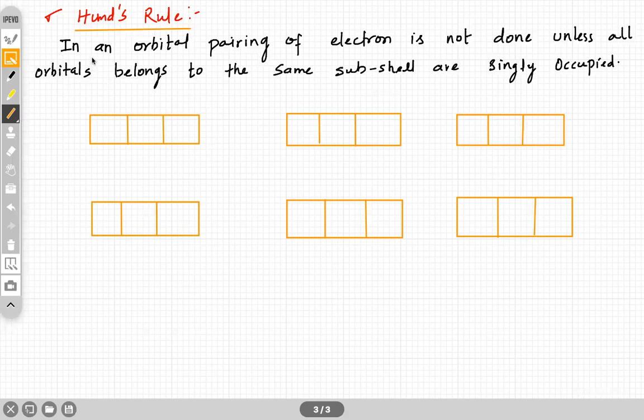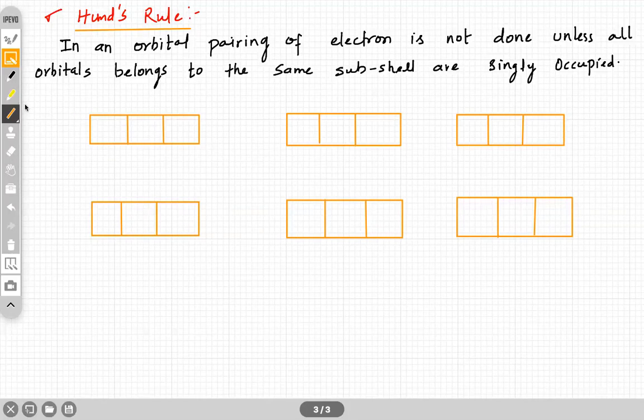So it says in an orbital, the pairing of electrons is not done unless all the orbitals belonging to the same subshell are singly occupied. It means orbitals belonging to the same subshell must have at least one electron, then pairing of electrons is possible.